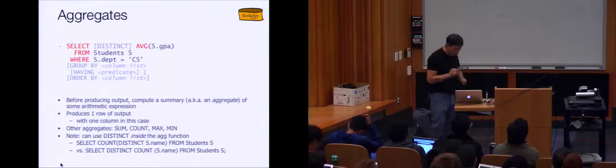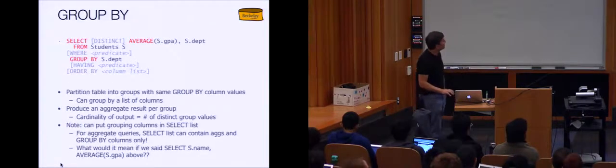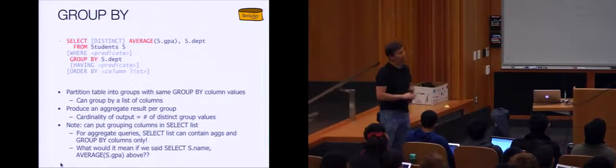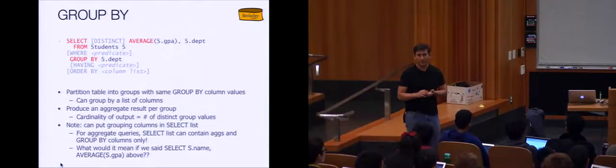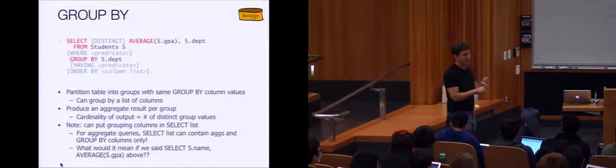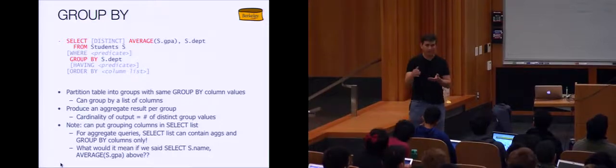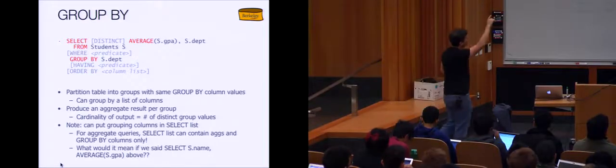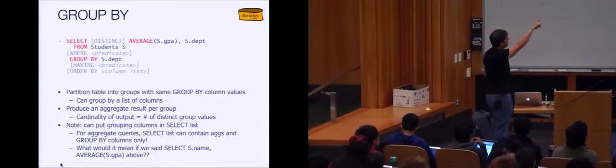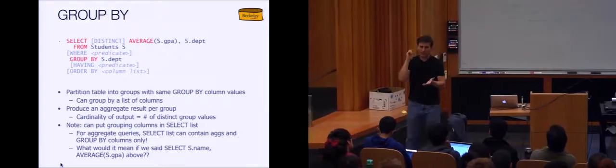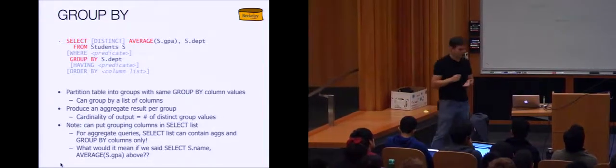Okay, so those are simple aggregates. Now let's make this more interesting. I want to know, not just for the CS department, but for every department, the average GPA. Rather than having to run a query for the CS department and a query for the business department and a query for the English department separately, I can run one query that says select the average GPA and department name from students, group by department. So it breaks it into departments, and then it runs that aggregate query per department, essentially.